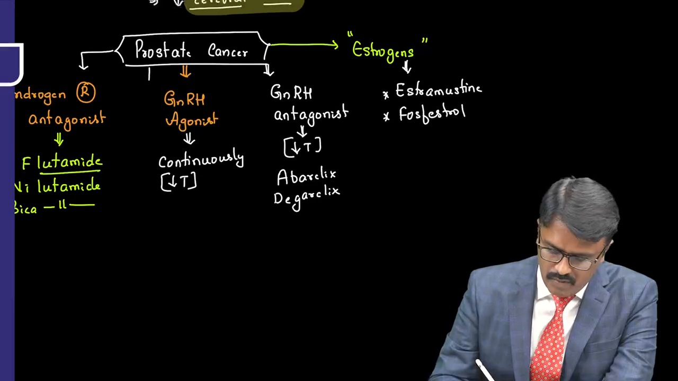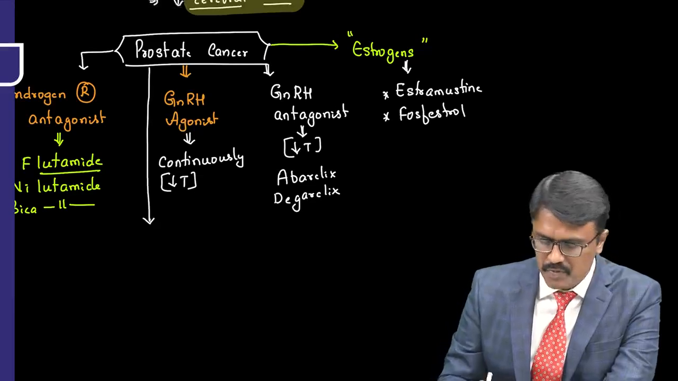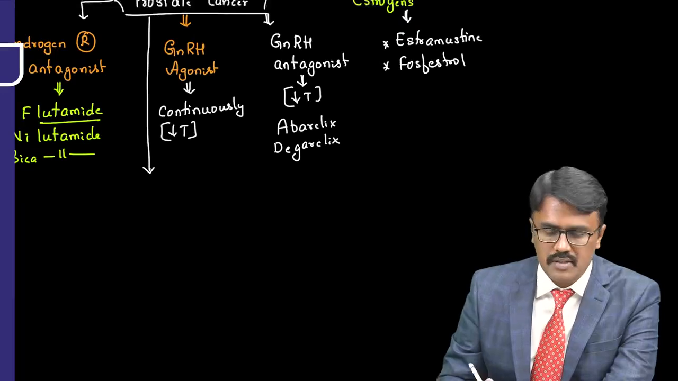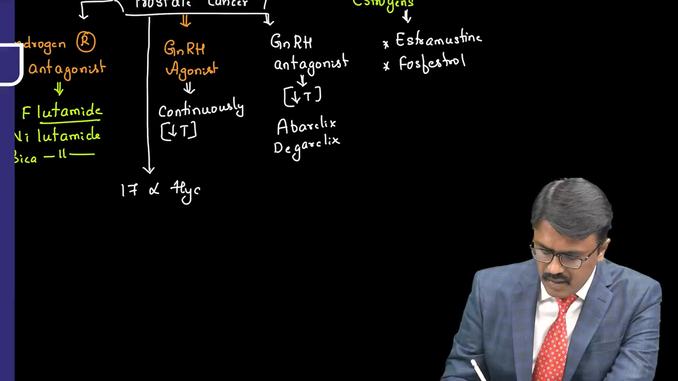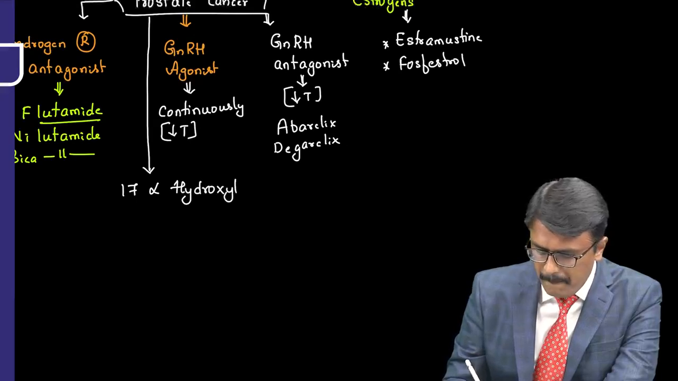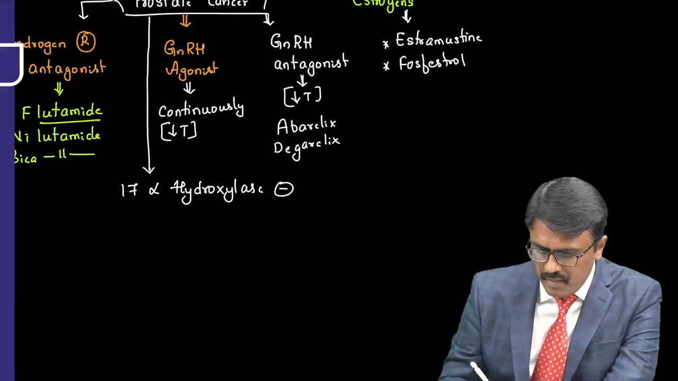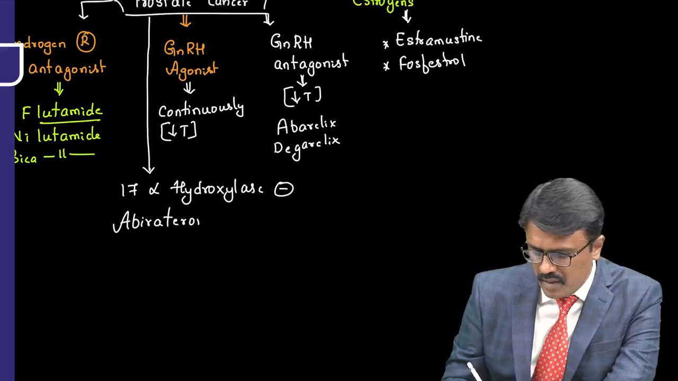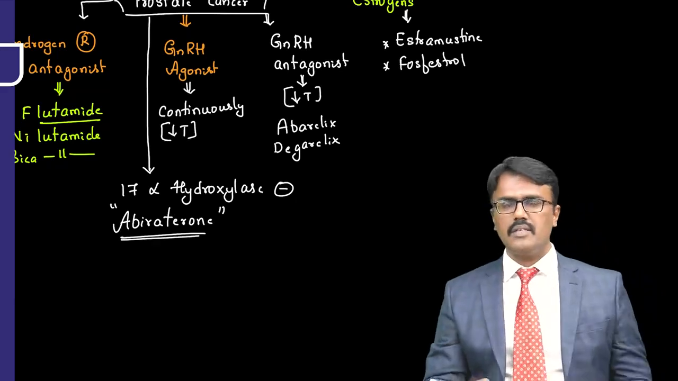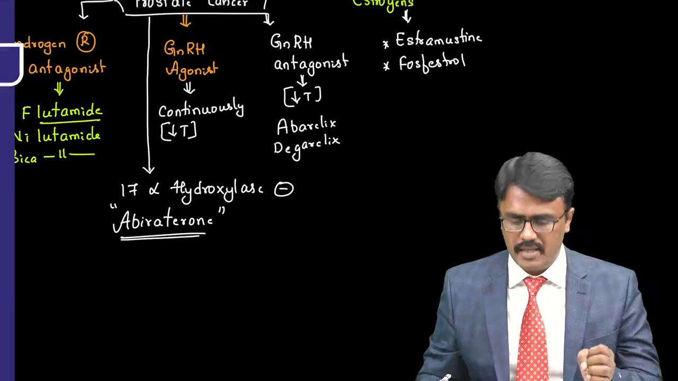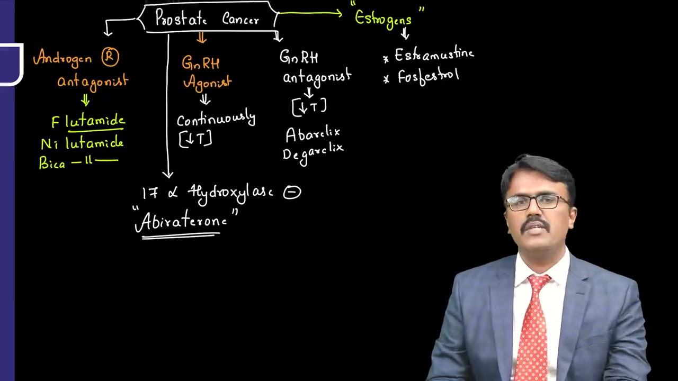Recently, we have one more drug used for prostate cancer, which inhibits androgen synthesis. It is a 17 alpha hydroxylase inhibitor, and the name of that drug is abiraterone. So these are the drugs we use for managing prostate cancer, and these are all hormonal therapies for us.